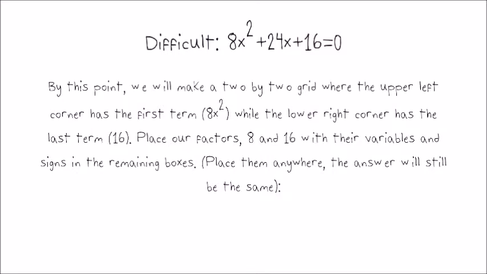By this point, which is kind of tricky, we will make a 2 by 2 grid where the upper left corner has the first term, or 8x squared, while the lower right corner has the last term, 16. Place our factors 8 and 16 with their variables and signs in the remaining boxes. Okay? Place them anywhere. The answer will still be the same. So there you have it. So you have 8x squared on the upper left corner, while 16 in the lower right corner, and the other factors 8x and 16x in the remaining boxes.